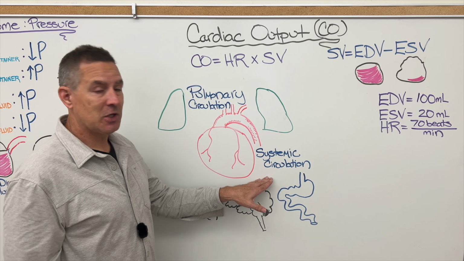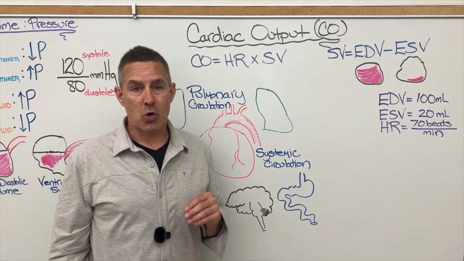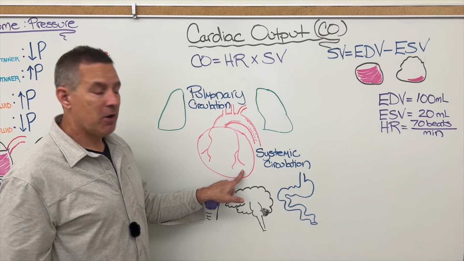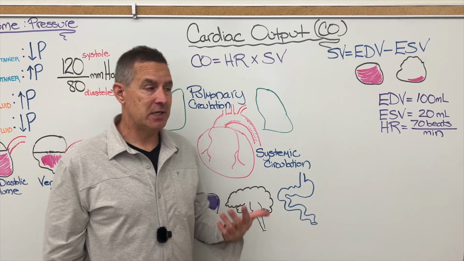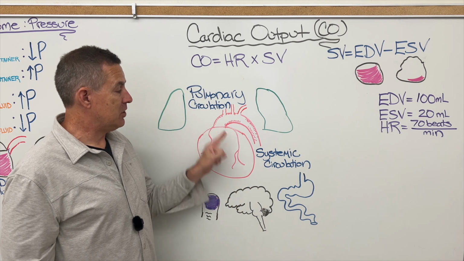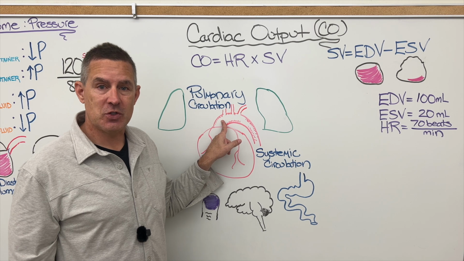There is the systemic circulation, which is oxygen-rich blood being distributed throughout the whole body. It's being pumped by the left ventricle. That is to say, the left ventricle is creating a pressure gradient to allow blood to be ejected from the left ventricle into the largest artery in the body, which is the aorta.